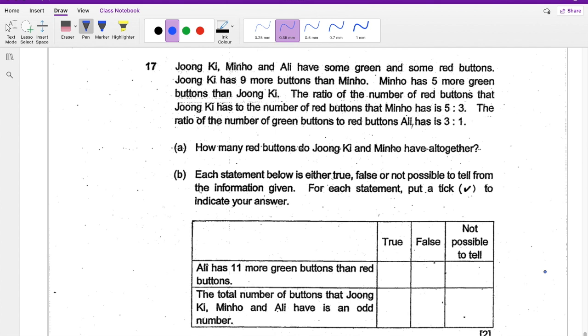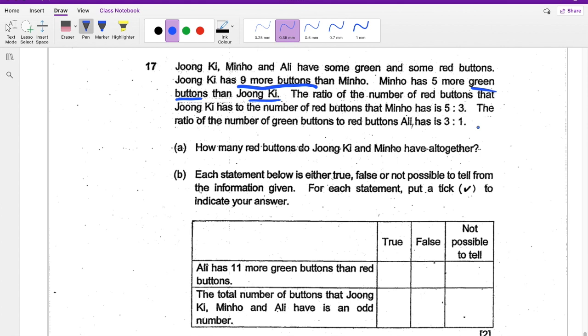Okay, we come to the end of the last question, which is question 17. Junki, Minho, and Ellie have some green and some red buttons. Junki has 9 more buttons than Minho. Minho has 5 more green buttons than Junki. The ratio of the number of red buttons that Junki has to the number of red buttons that Minho has is 5 to 4. The ratio of the number of green buttons to red buttons Ali has is 3:1.